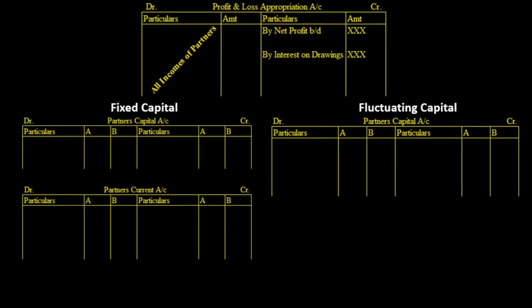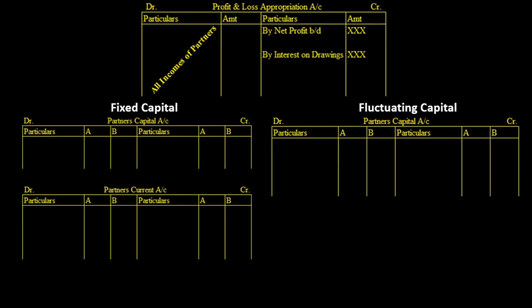Now let's understand how we record information in the fixed and fluctuating capital methods. First and foremost thing that you need to understand is when we talk about fixed capital, we will have to maintain two accounts, partner's capital account and partner's current account. So the available information will also be in two parts in the question. They will give us the capital balances and the current account balances.